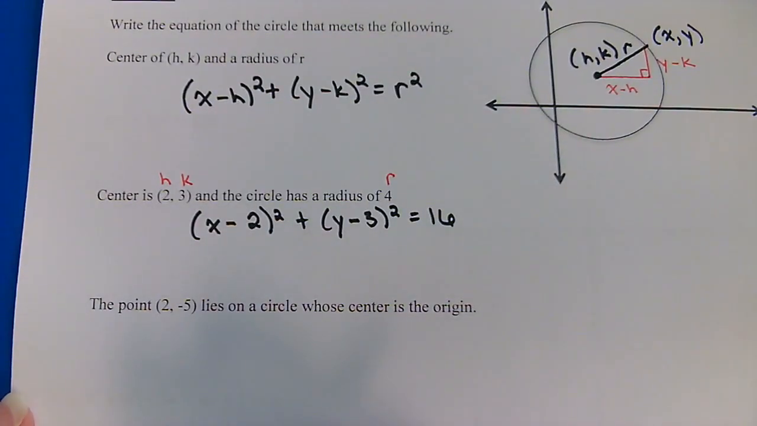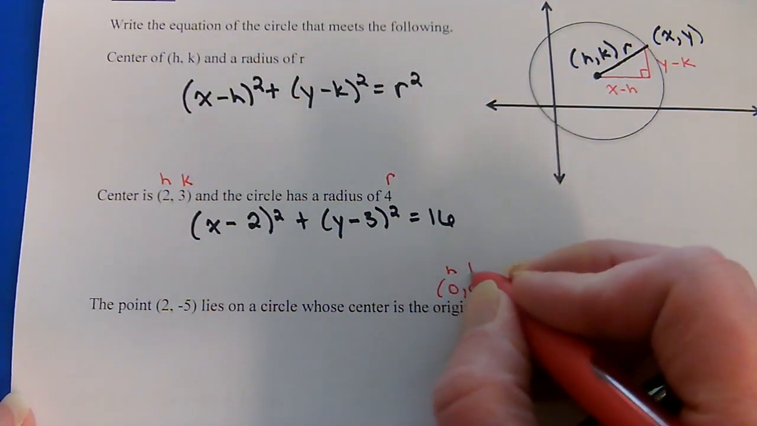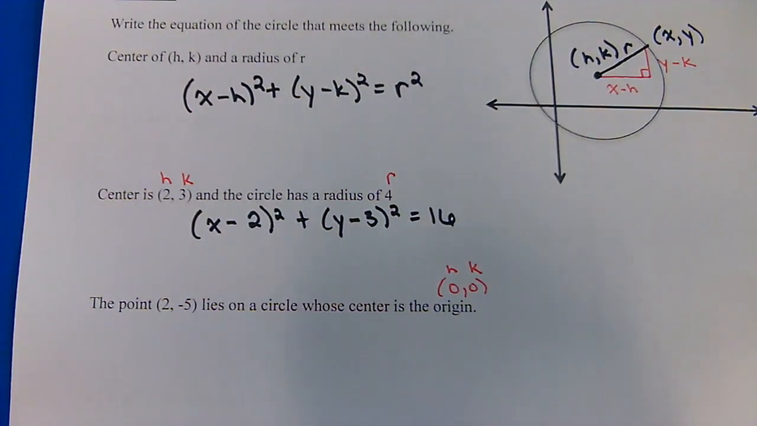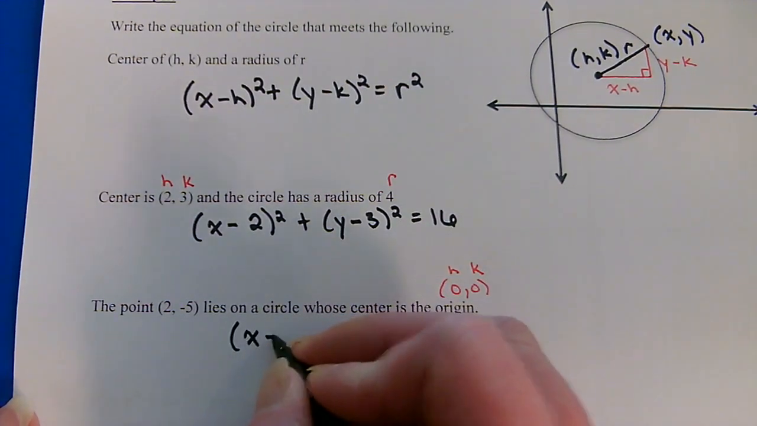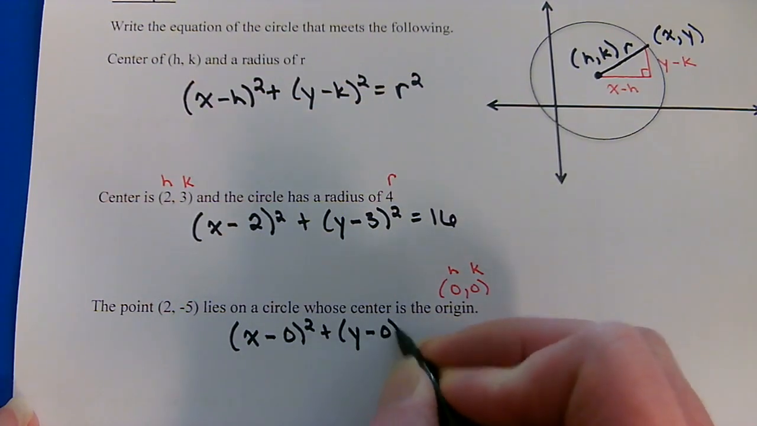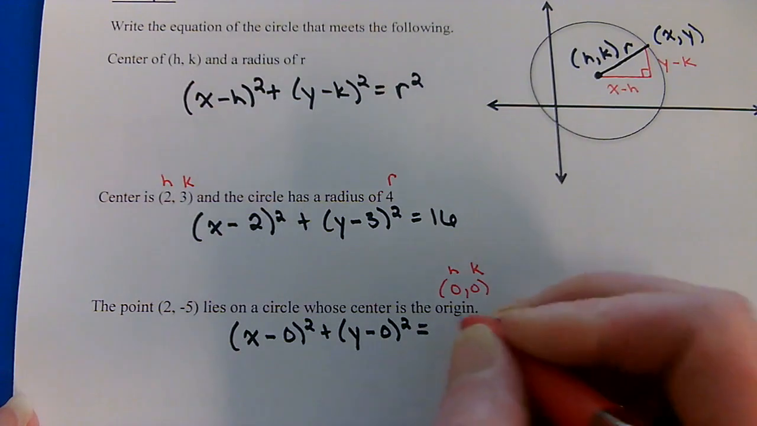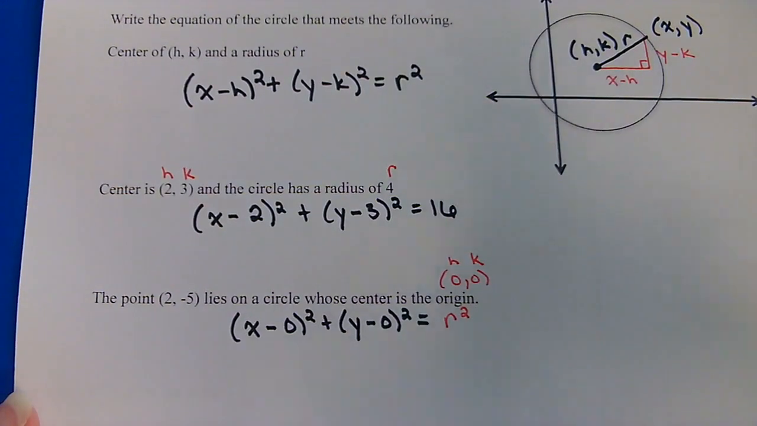The point (2, negative 5) lies on a circle whose center is the origin. So we know the origin, (0, 0). That's my h and my k. On this one, though, we don't know our radius yet. So let's see what we can do with what we do know. Well, I'm going to use this equation of a circle, (x minus h) squared plus (y minus k) squared equals, I don't know my radius yet. So that's an unknown, but I need to know it.